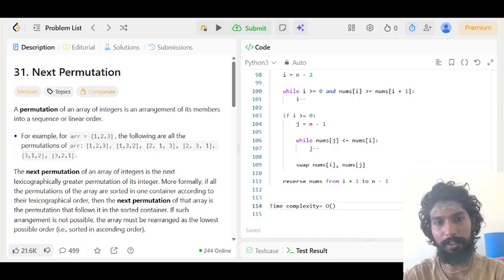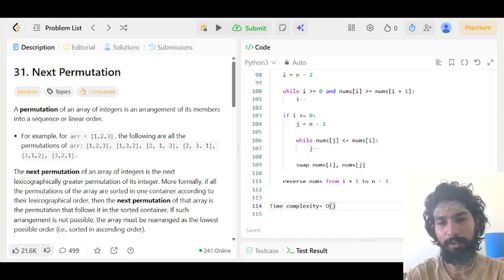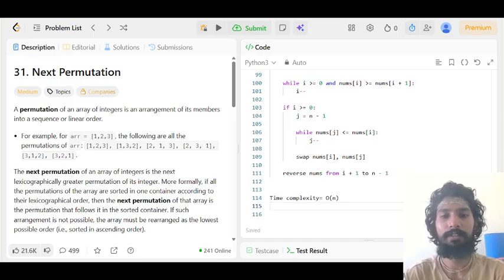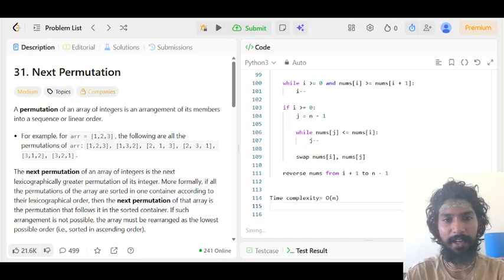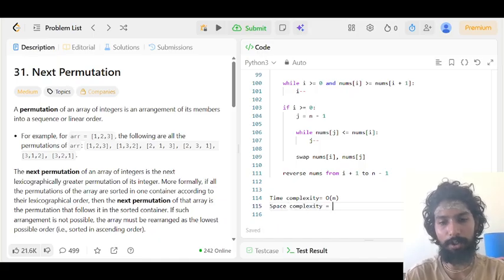And finally we reverse the array. Reversing it takes again order of n time. So we do three different things, all of them done in sequence, and all of them take order of n time. So the complete time complexity is order of n, and we are modifying the array in place. So no extra variable is required. So space complexity is simply order of 1.